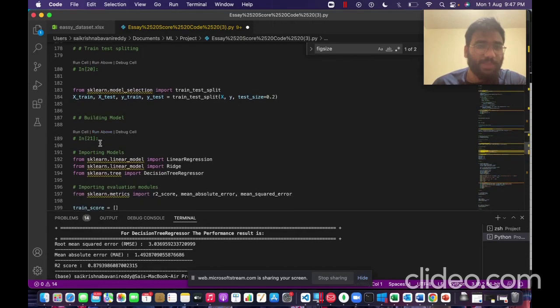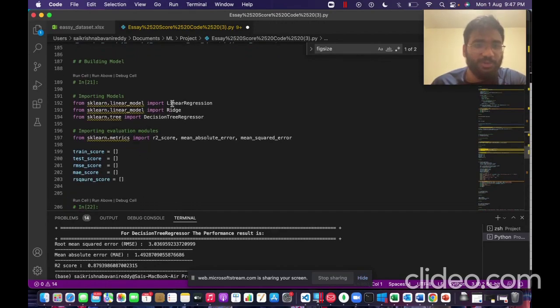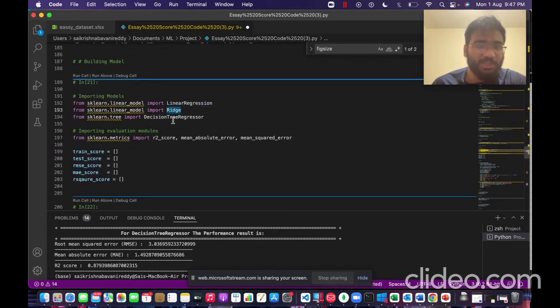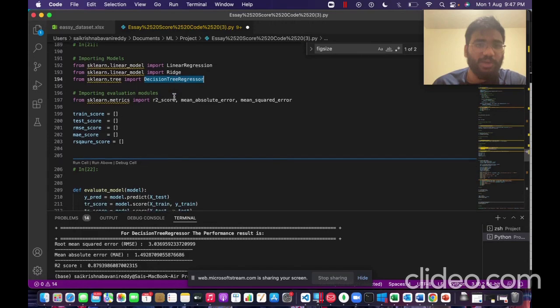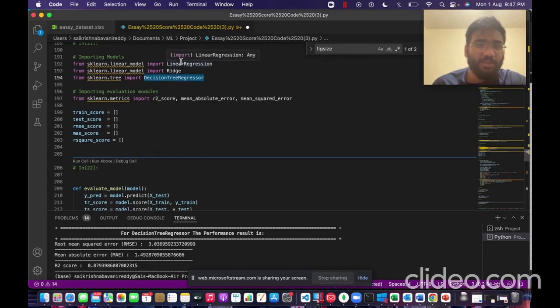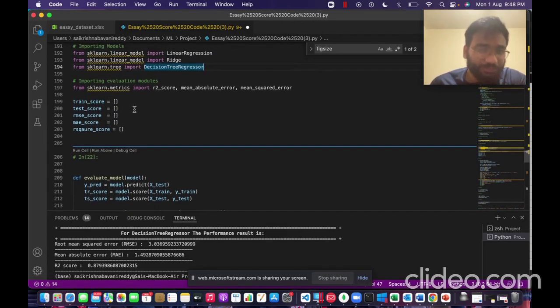After that, I have imported the sklearn models. I'm going to use linear regression, ridge algorithm, and decision tree regression, all these three models, to find the grading. I'll find the grade of this essay using each model, and also compare how each model is working and which one is grading more accurately.